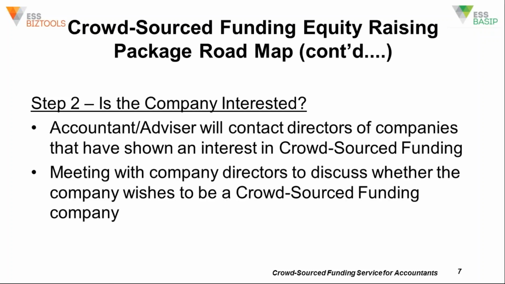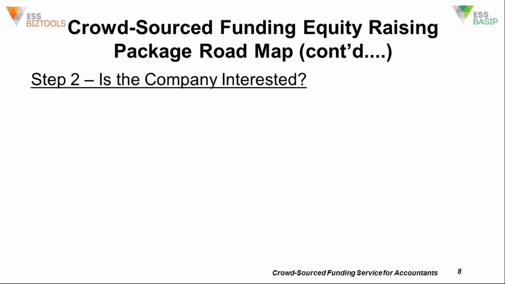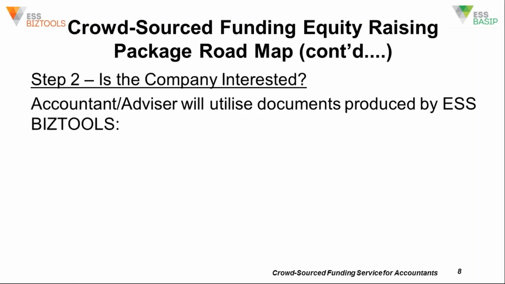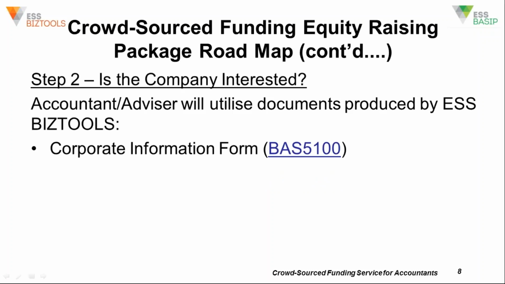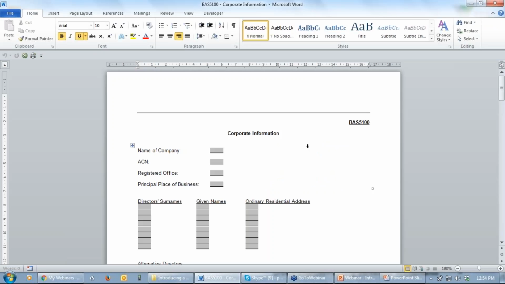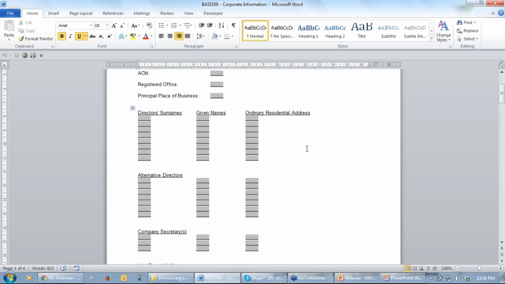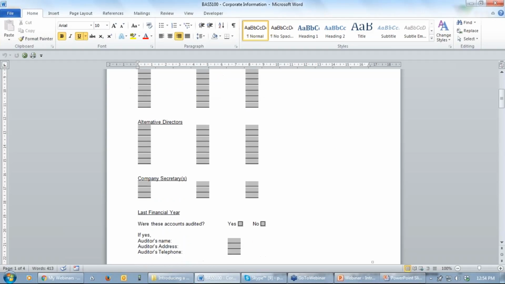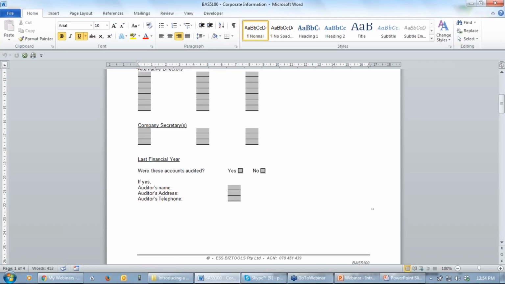And we have developed documents which will guide you through this process. Does the company really want to be a crowdsourced funding company? So we have a corporate information form that makes sure all of the information has been assembled, because this is all going to ultimately have to be included in the crowdsourced funding offer document. The directors, the alternative directors, company secretary, one of which must live in Australia.